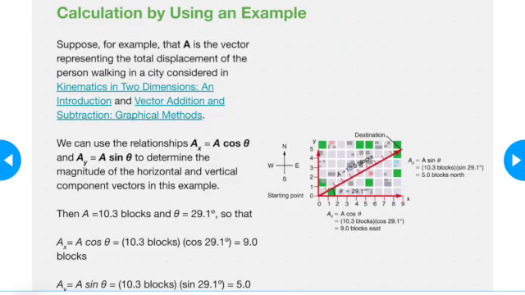For example, back to that original example we had, where we have a vector of 10.3 blocks at an angle of 29.1 degrees. If we work backwards from what we had before, we do A, so 10.3 times cosine of theta, 29.1, and we get about 9. It's actually like 8.999, so they rounded to 9.0. And then for 10.3 times sine of our theta, 29.1 degrees, that is going to be about 5.0001, something like that.